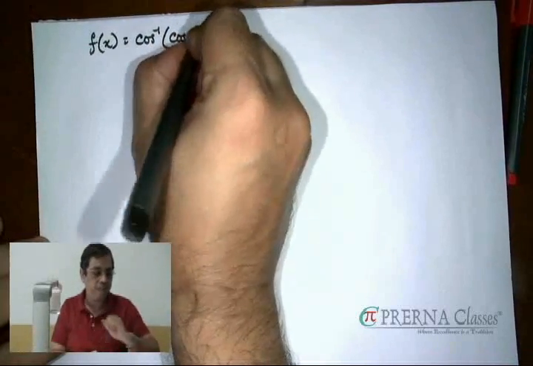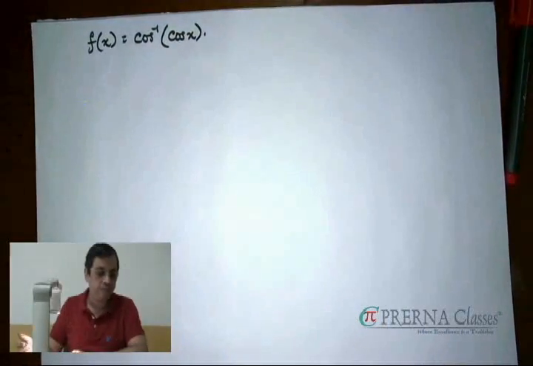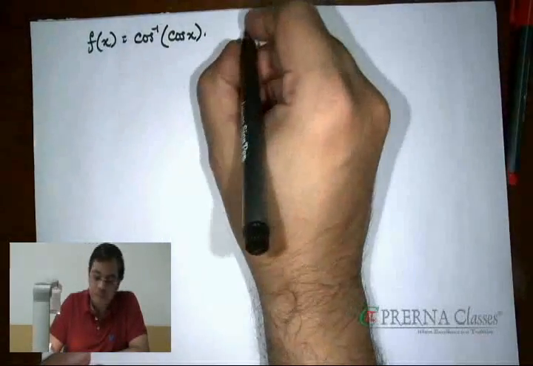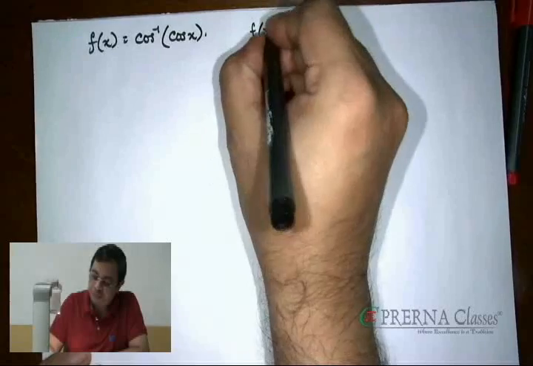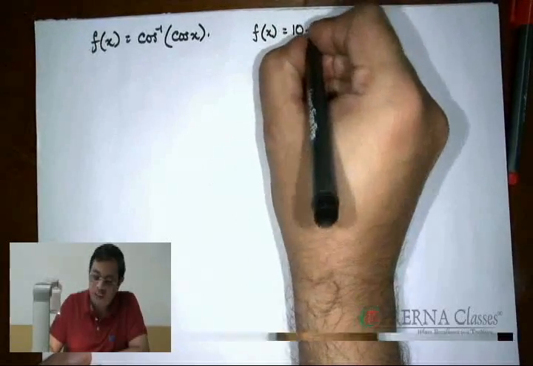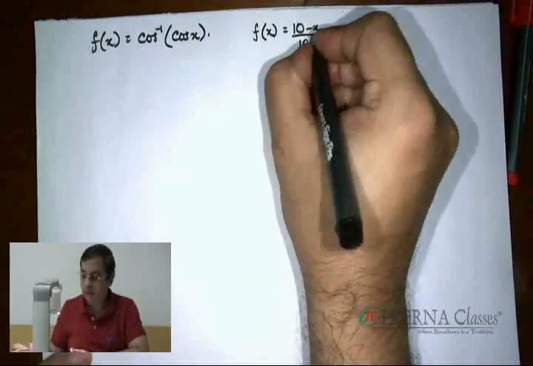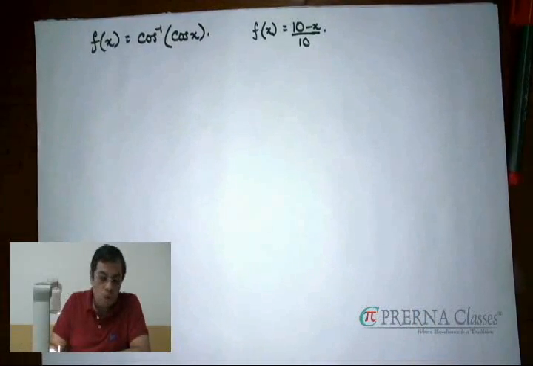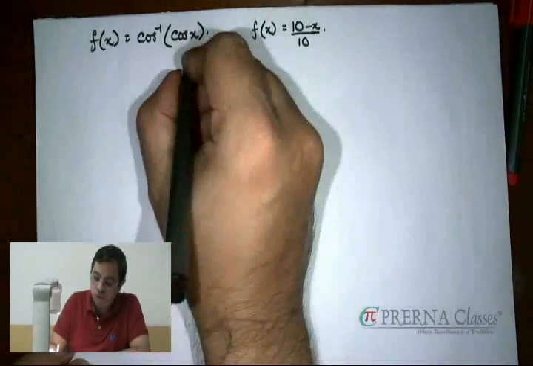The next question had a function which was this, and we were looking for how many common roots these two functions would have over the interval from 0 to 4 pi.